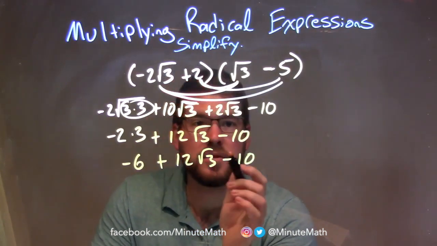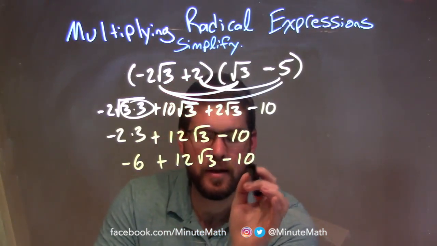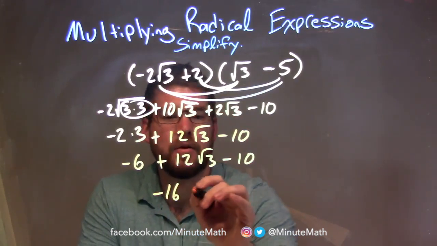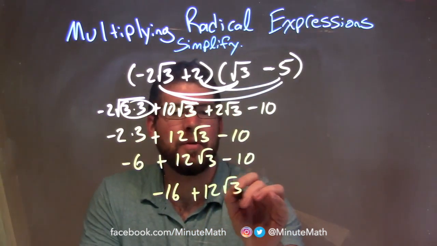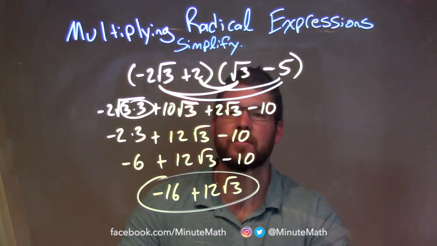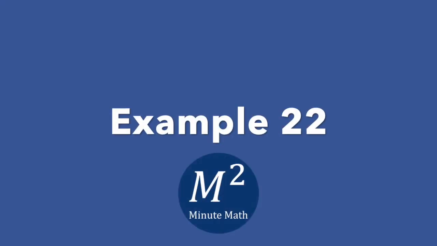Well, now let's go and look. We have negative 6 and minus 10 here, okay? Negative 6 and minus 10 come out to be a negative 16 plus 12 square root of 3. We can't combine these two, and that's it. Our final answer here is just a negative 16 plus 12 square root of 3.